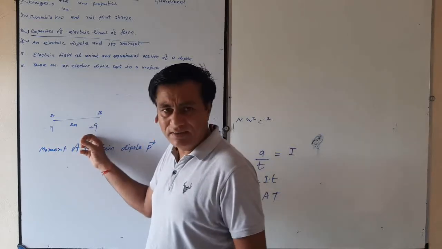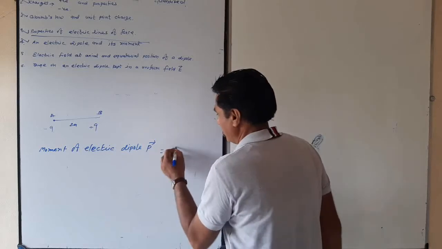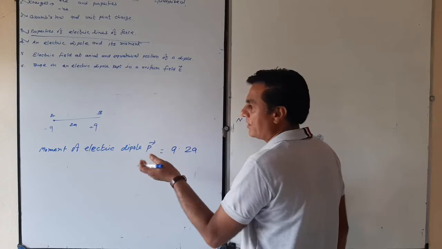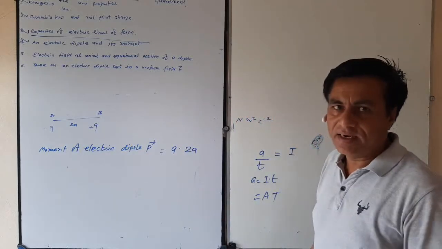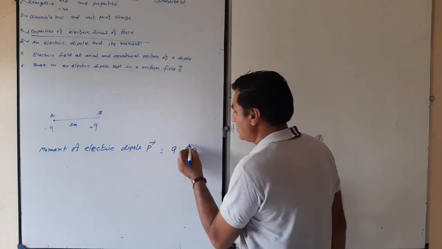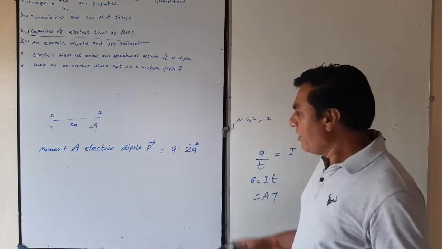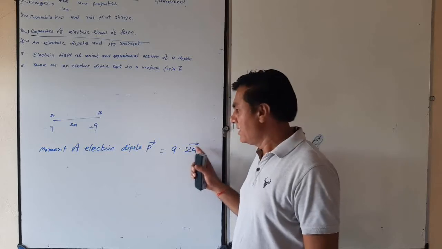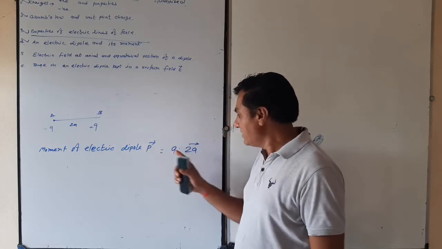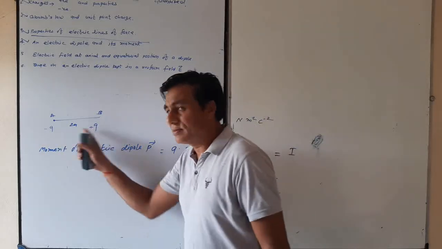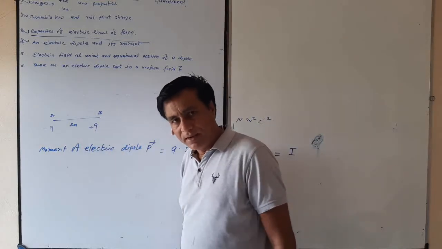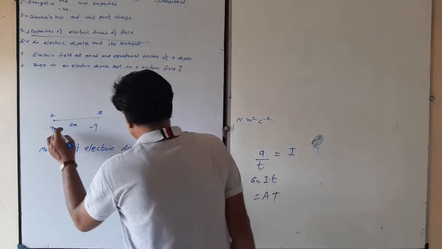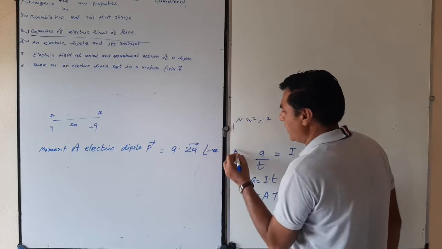Amount of charge at one end, Q, and dipole length 2a. Moment of electric dipole, P is equal to Q dot 2a. I have mentioned vector on 2a, which clearly indicates that vector P is in the direction along the dipole length, the axis of the dipole. But the axis of the dipole is in which direction? It is from negative to positive charge.